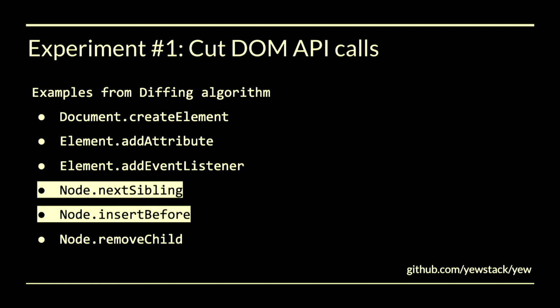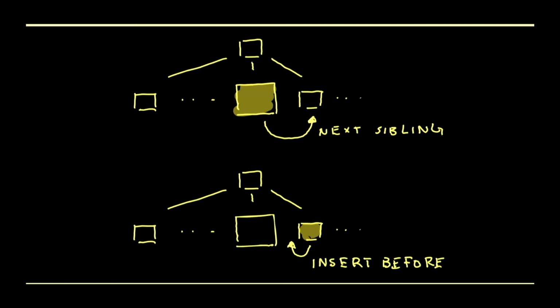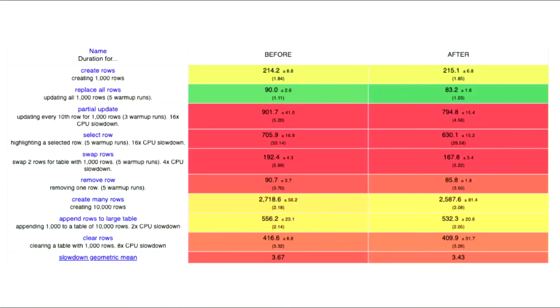So we refactored it. Here's a little drawing I did. Okay, so get the next sibling and then insert before. All we want to do is put something after. And so we changed it so that instead of holding on to this, keeping track of this node, we keep track of this one. So we just need to do the insert before. Okay. So let's see how that did.